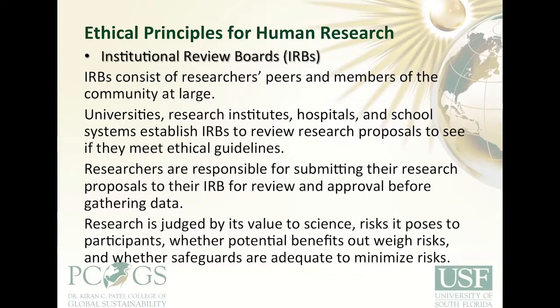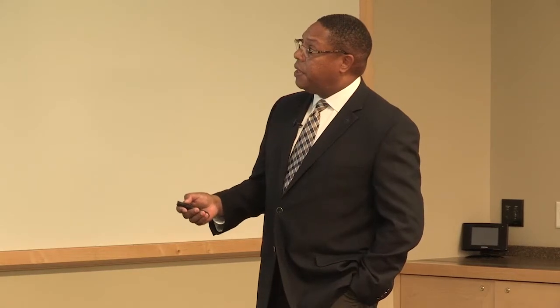So with ethical principles of human research, what we have on this campus, as well as mostly all campuses across the nation, are institutional review boards, or what they call the IRB. And the IRBs consist of researchers, peers, and members of the community at large. Universities, research institutions, hospitals, and school systems establish IRBs to review research proposals to see if they meet ethical guidelines. So this is sort of the key here.